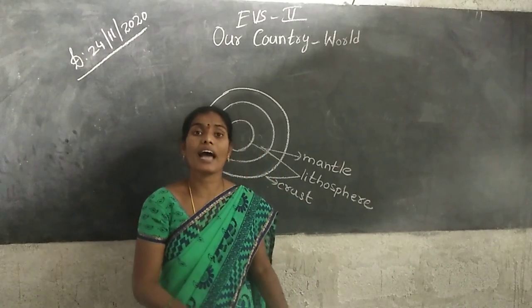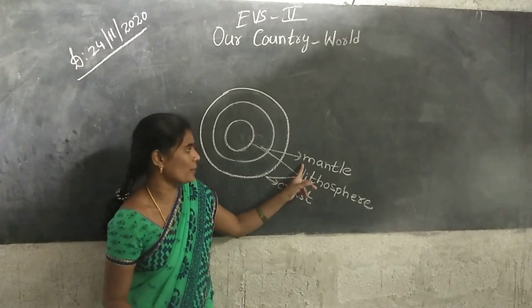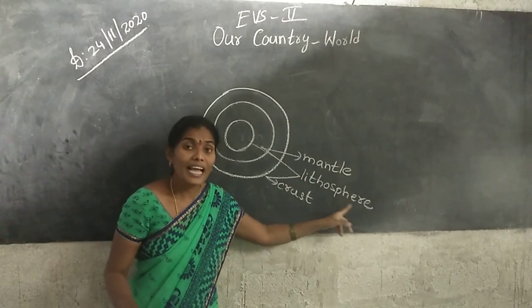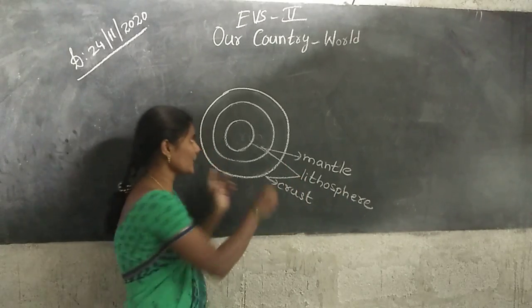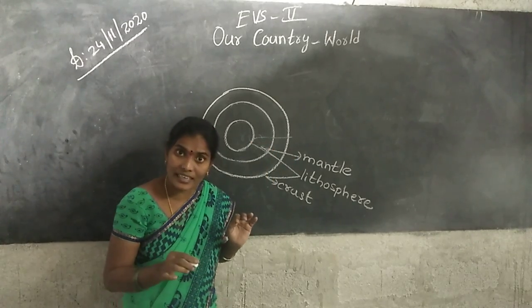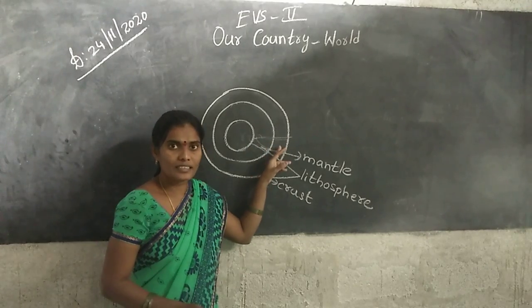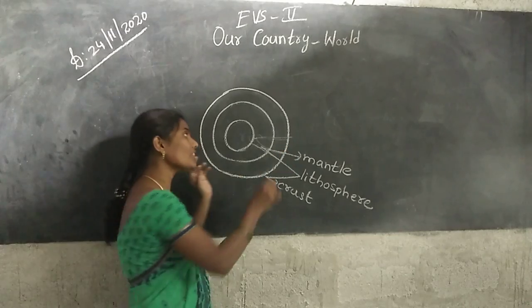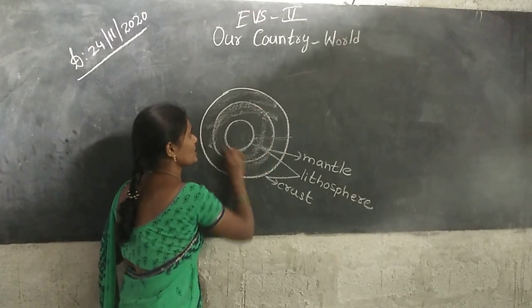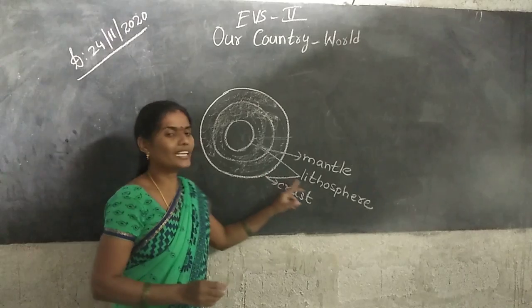Next. Here, this second part is the mantle and the first part is the crust. Both are called the lithosphere. On this lithosphere, land forms are there and water forms are there. Oceans, seas, mountains and hills are all formed on these two parts. This is called the lithosphere.